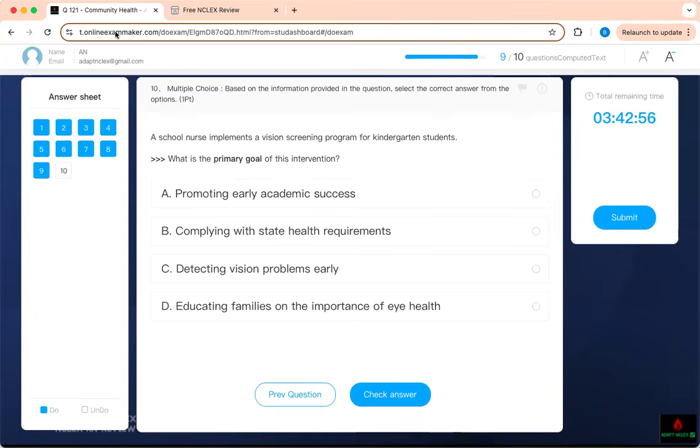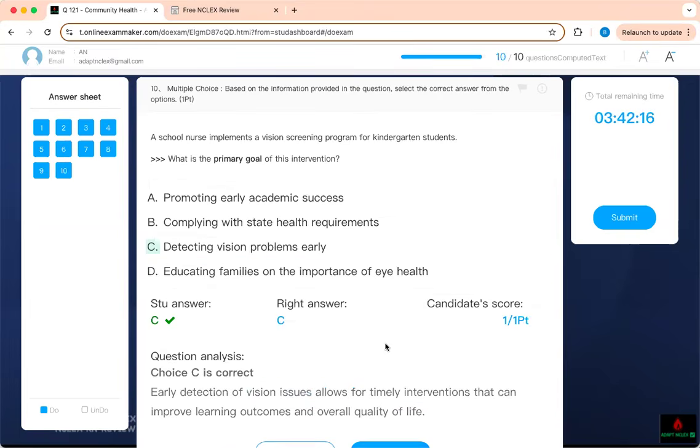Detection. You see the test taking strategy, go for the buzzword. Whenever you screen, you're doing what? Early detection. I tell people all the time, when they give you a question, sometimes the answer choices will have the same definition in not all of them, so don't just use that. But if you're having a problem trying to find the answer, find something. Screening program is early detection. They changed the word to detecting early. That's all. Educating families on the importance of an eye clinic? That's not the idea. The idea of a screening program is to detect something early. If you do that, NCLEX will be easy.